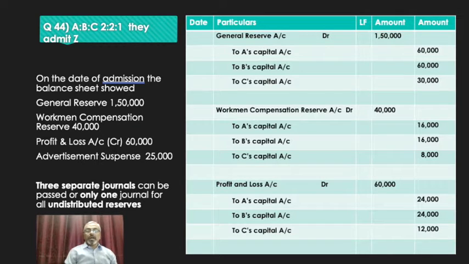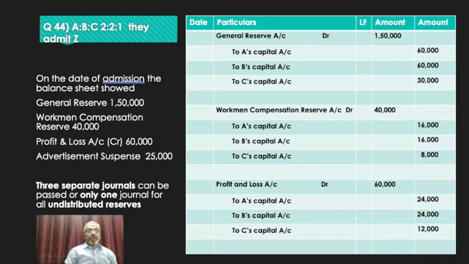If the question has asked you to pass journal, then there will be two journals totally. But if the question has asked you to pass journals, then there will be four journals. Now let us start with the treatment of the general reserve first. You can see the amount of general reserve given is 1,50,000, and this we are writing in the ratio of 2:2:1 because you can see the profit sharing ratio of A, B and C is 2:2:1.